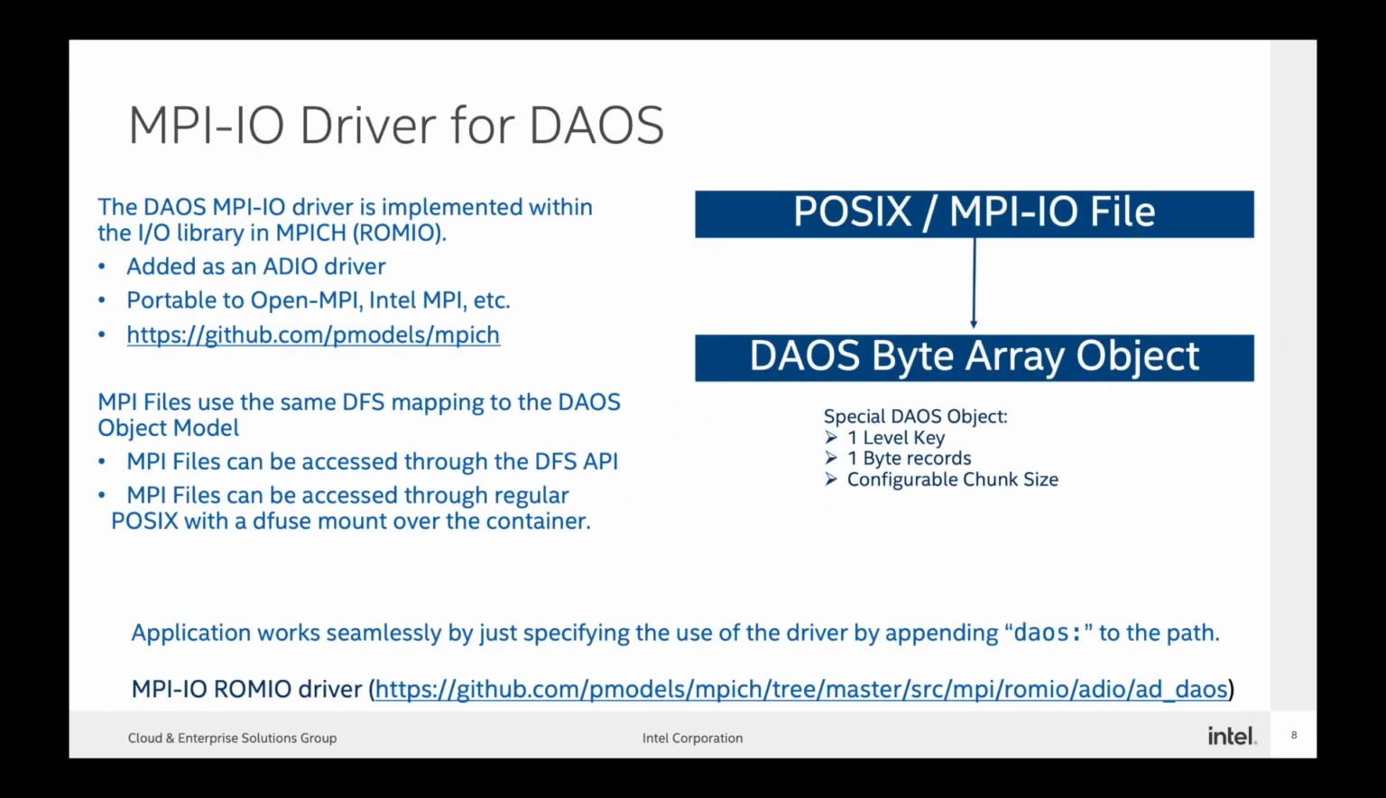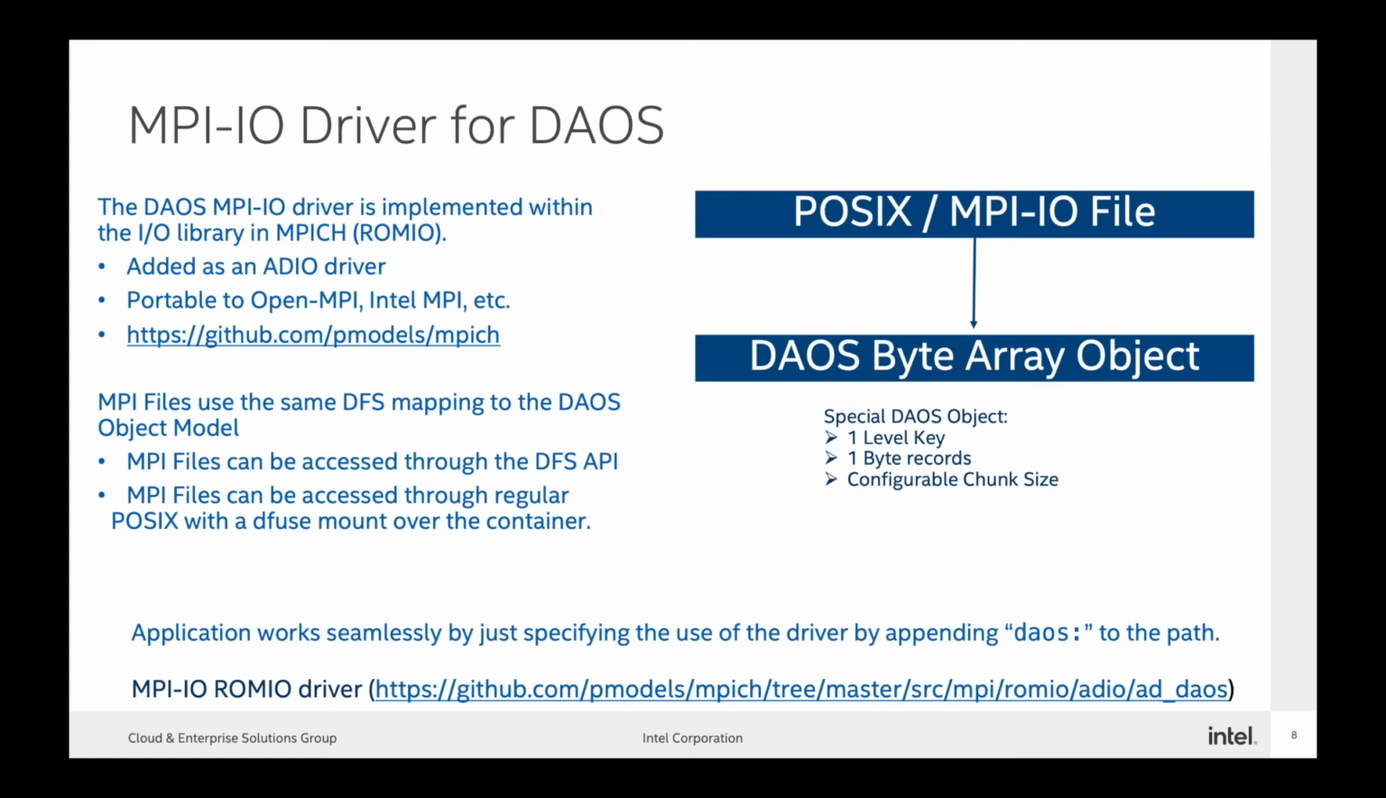So the next interface is MPI-IO. MPI-IO is a standard I/O interface for parallel applications, for parallel access to a file or files in general. What we did here is we implemented what we call an ADIO driver in ROMIO, which, instead of translating the MPI-IO calls into POSIX calls, translates them directly to DFS calls, and this is added in the MPICH library, part of the ROMIO MPI-IO library. It is portable to other MPI libraries like OpenMPI, Intel MPI, and other MPIs that rely on ROMIO for their MPI-IO implementation.